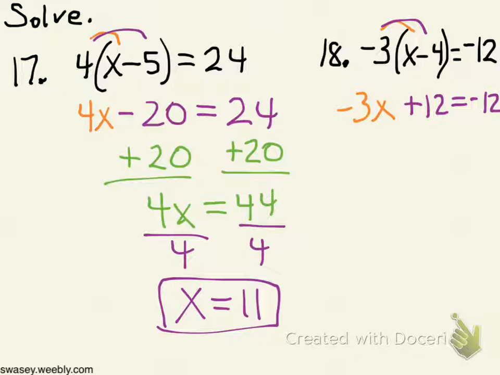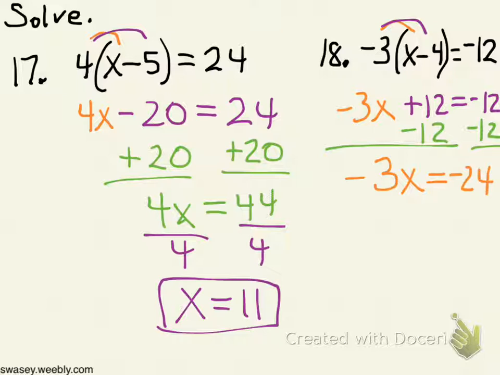To get rid of plus 12, we'll subtract 12 from each side. And so we get negative 3x equals negative 24. To get rid of multiplying by negative 3, divide by negative 3. And so we get x equal to positive 8.